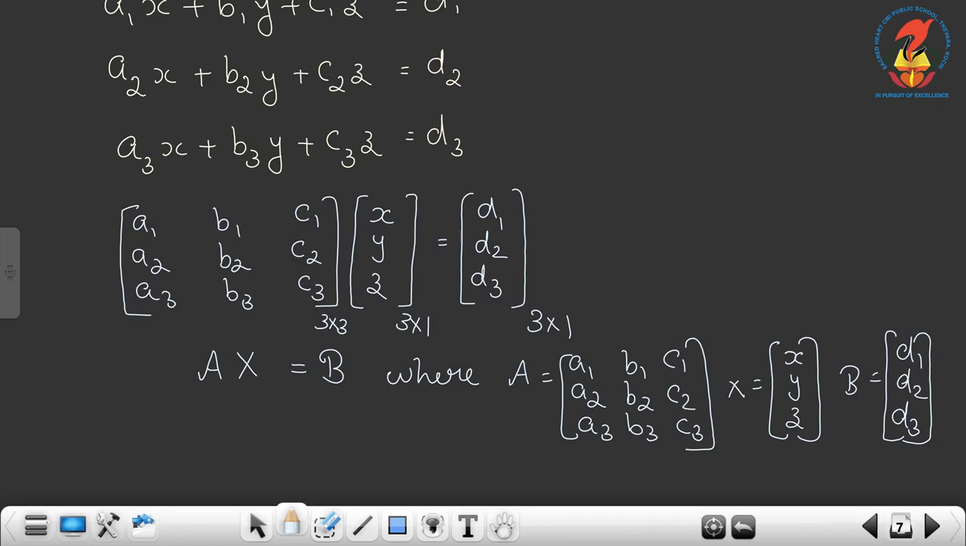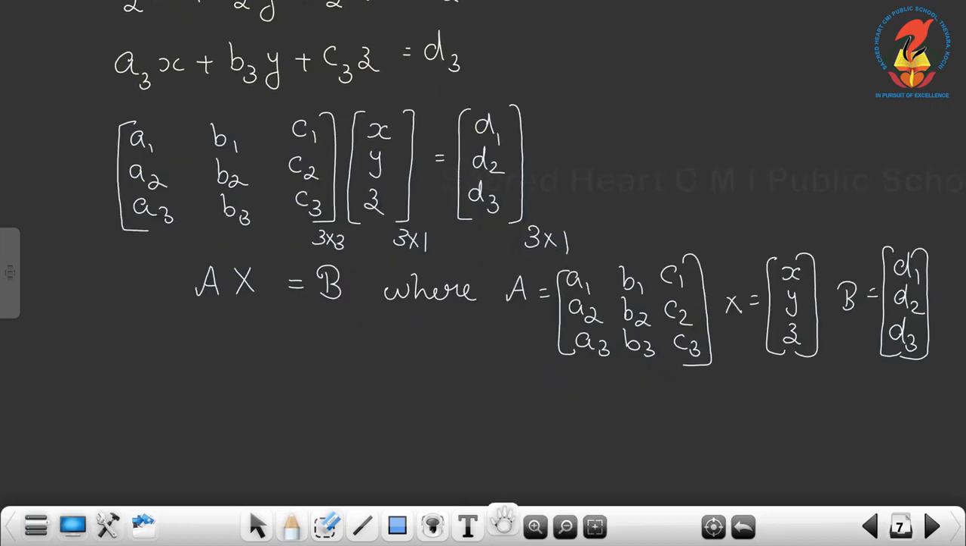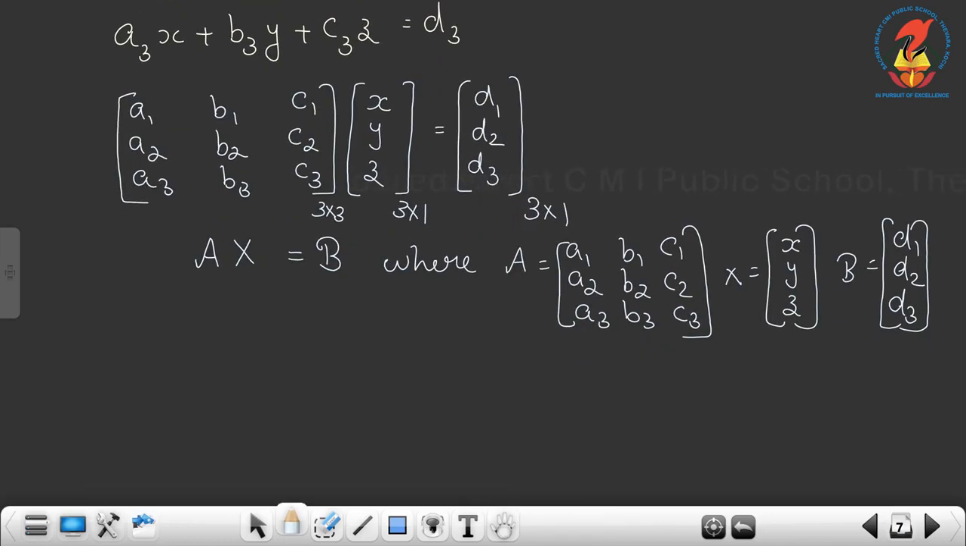Here A is a matrix, all these will be numbers. Here also X is the variable part. So we have to find x, y, z. So what we do is pre-multiplying this equation by A inverse. We have two different cases. Case 1, if determinant A not equal to 0, that is, A is non-singular.